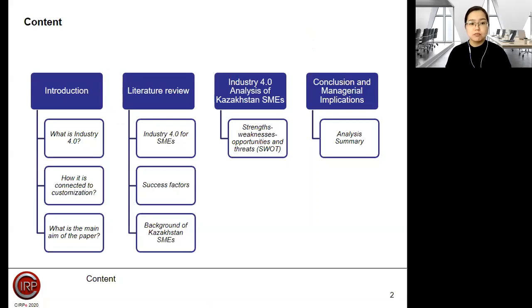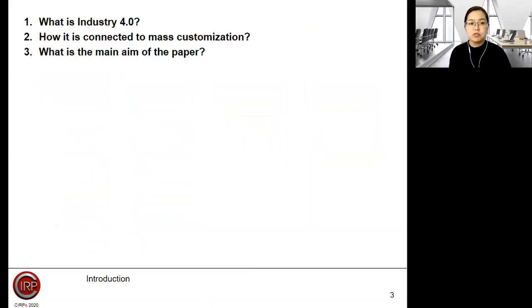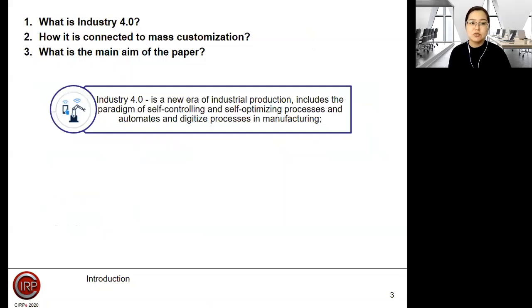So what is Industry 4.0? I'm sure you all know about it. Industry 4.0 is a part of the fourth industrial revolution, which automates and digitizes processes in manufacturing. But Industry 4.0 isn't just about investing in new technology. It's about revolutionizing the way your entire business operates and grows.